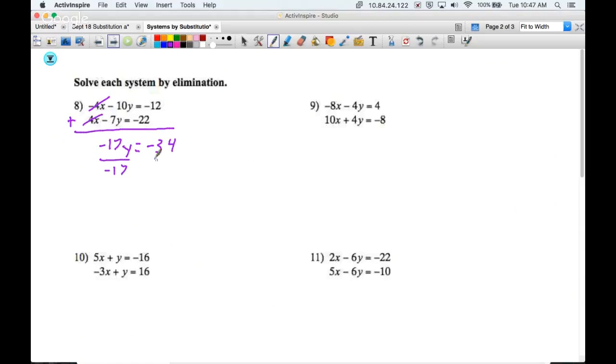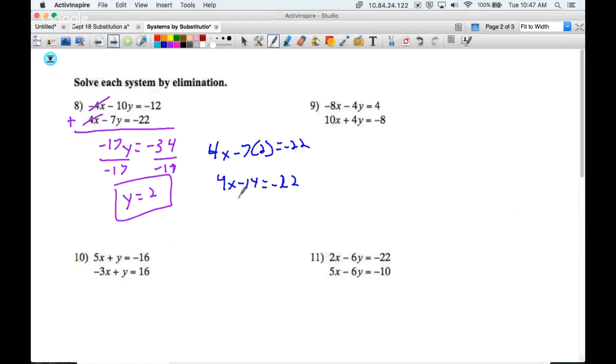Divide by negative 17, divide by negative 17. y equals positive 2. It's easy as that. Let's plug that into either equation to solve for x. I'll choose that second one. It looks maybe slightly easier. Both pretty similar, actually. 4x minus 7 times 2 now equals negative 22. 4x minus 14 equals negative 22.